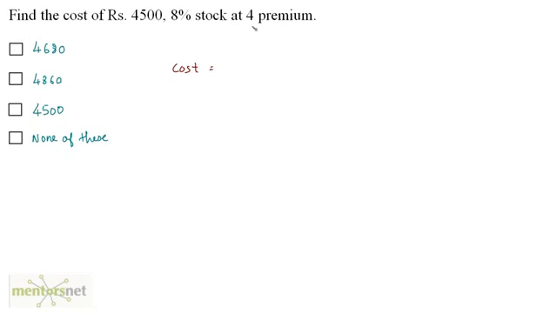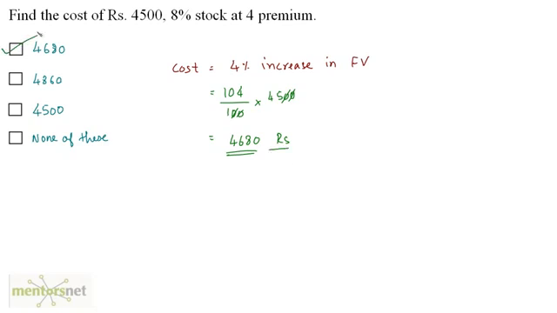That means 4% increase in the face value, right? And that will be 4% increase because it's premium in face value, the face value of all shares. So this will be equals to 4% increase means 104%. So 104 upon 100 times the face value is 4,500. These zeros and these zeros get cancelled out. 104 times 45 gives you 4,680. So this much amount of money will be the cost of rupees 4,500 shares at 8% stock.